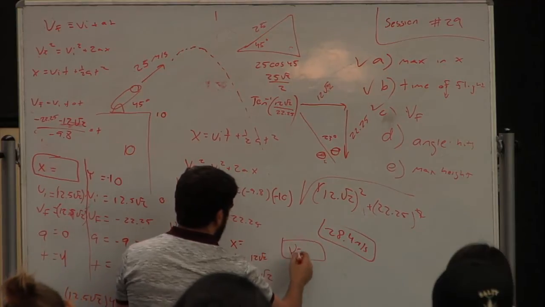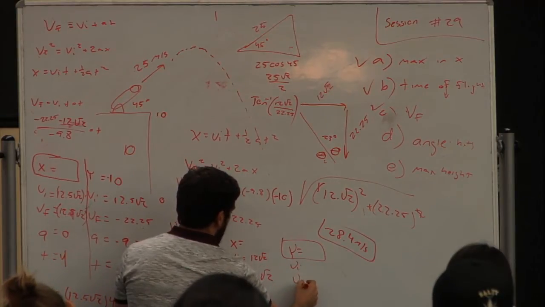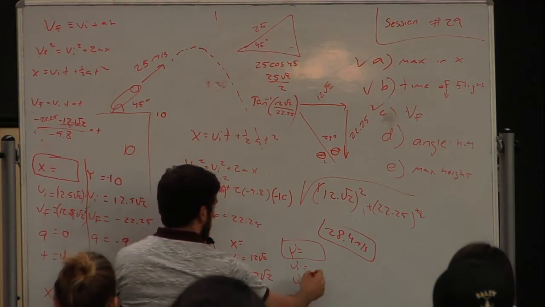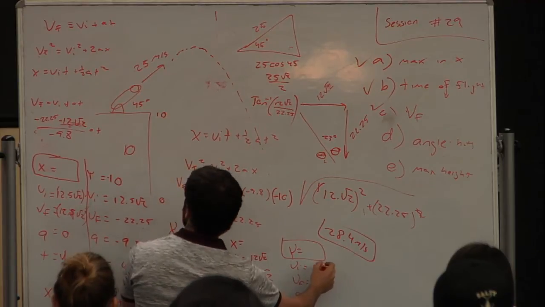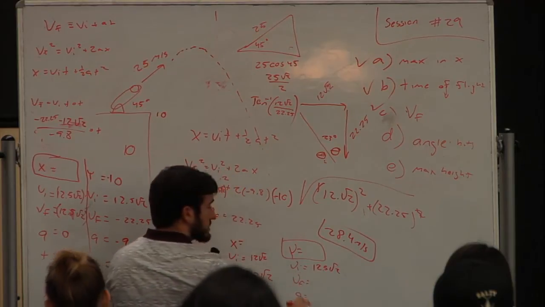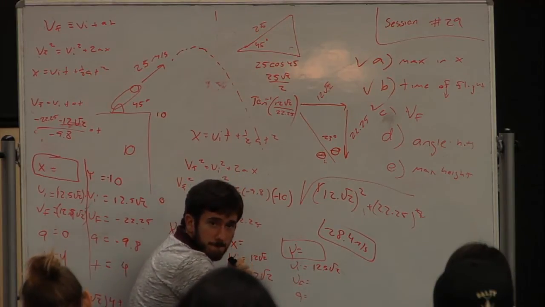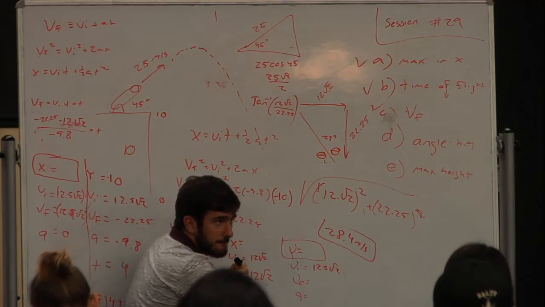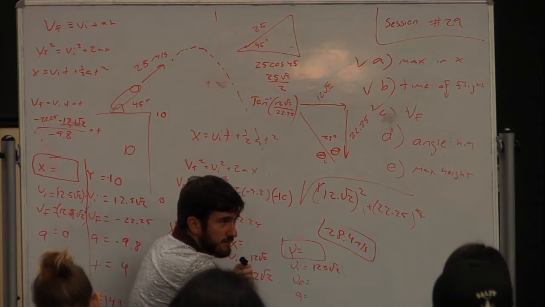Do we know what our initial velocity is in the y direction? We solved for it. It was 12.5 square roots of 2. What's our final velocity in the y? 25? Well, that was a different problem, right? That's when the ball hit the ground. So we're trying to solve for the max height.